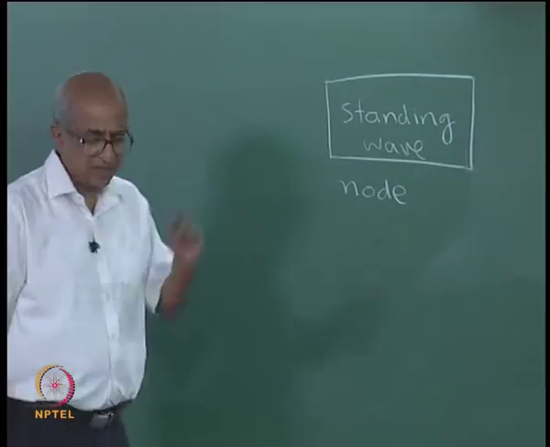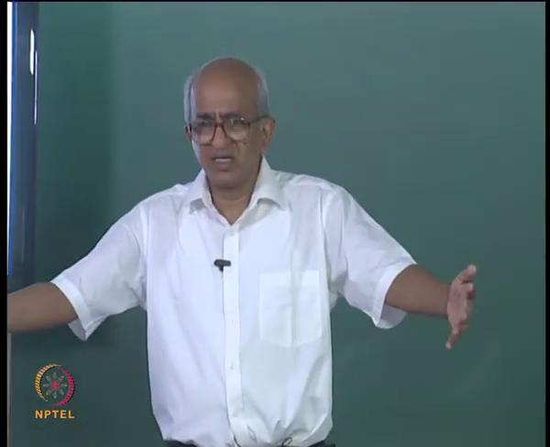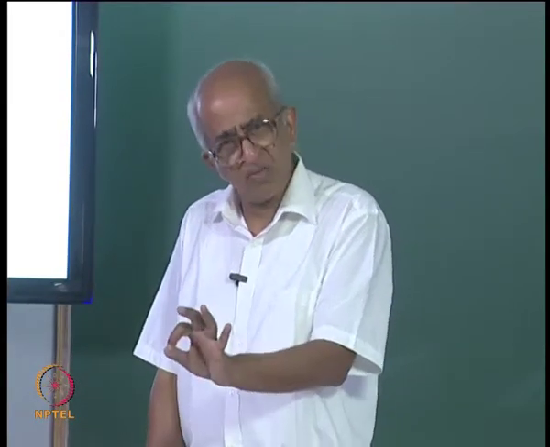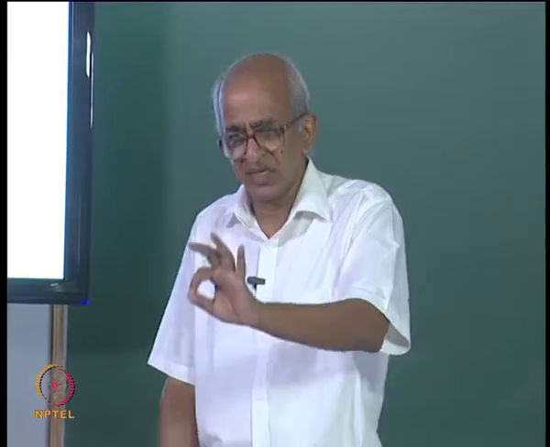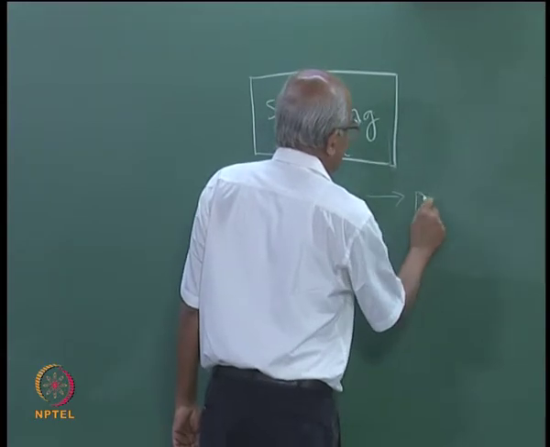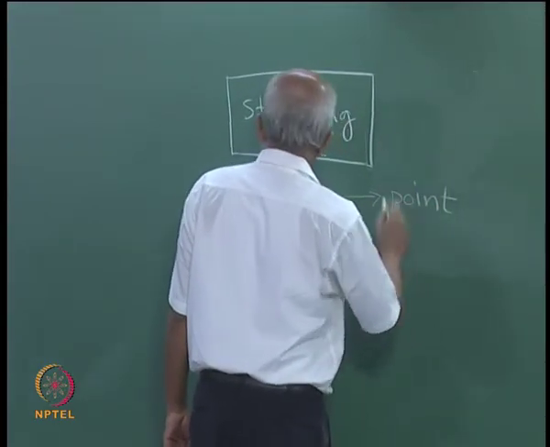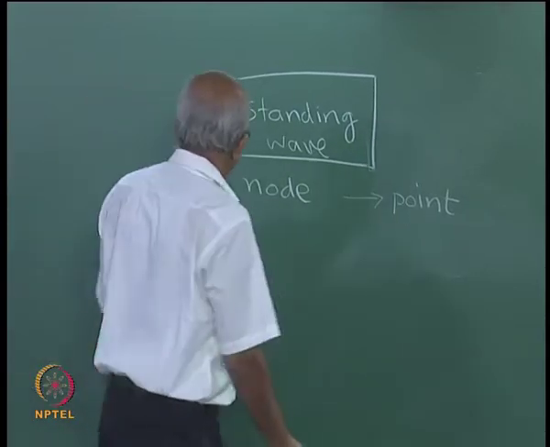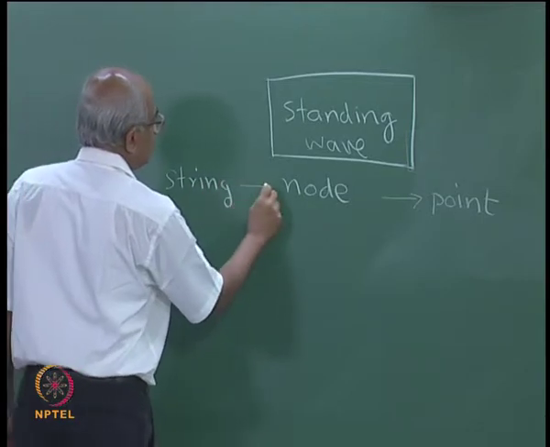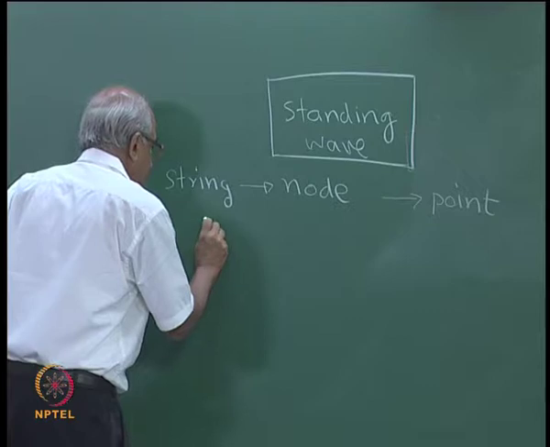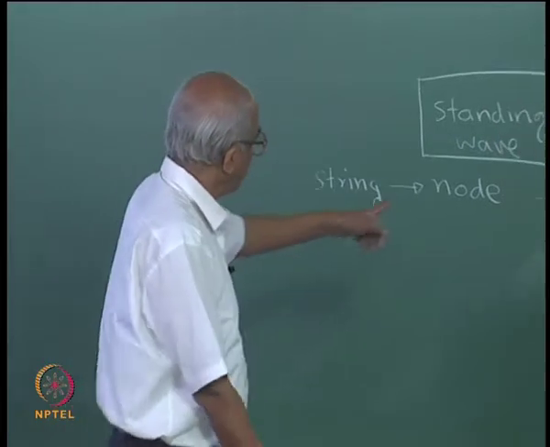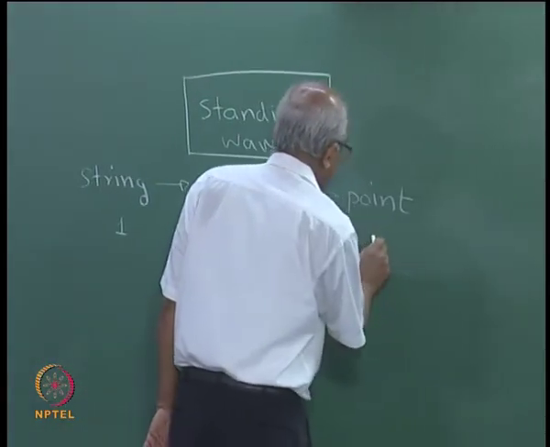So in the case of a string, you would agree when I say that the string is a one dimensional object. What has happened is that I have a particular point where there is no displacement, and that is referred to as a node. So here the node is actually a point. That is the case of the string. And the string, you will agree, is a one dimensional object, and a point, mathematically speaking, its dimension is what? It is 0 dimensional.